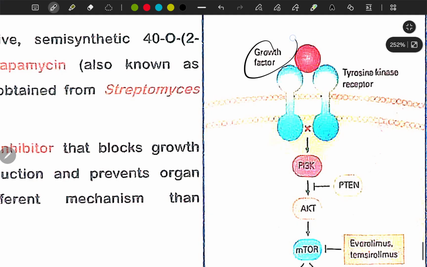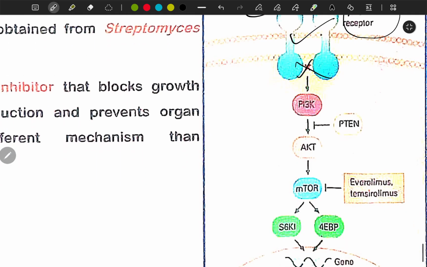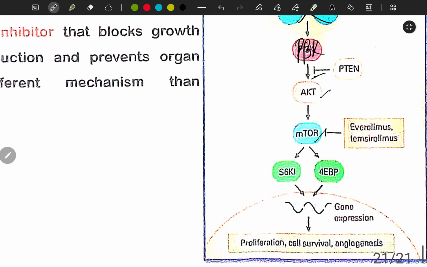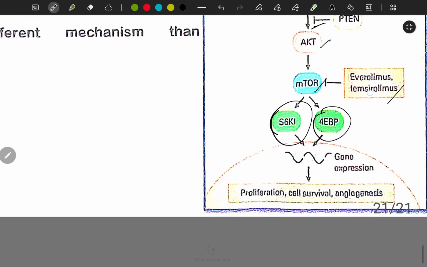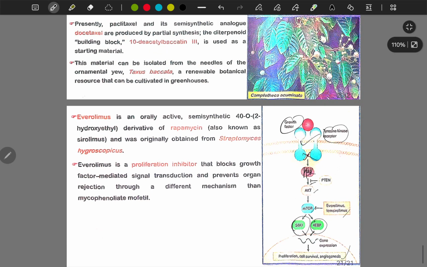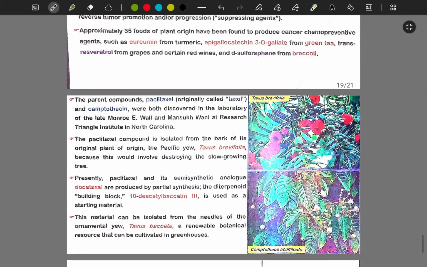So growth factors are there. Tyrosine kinase receptor, this is the tyrosine kinase receptor. So PI3K, PTEN is inhibiting this, AKT is here and mTOR is here. This is inhibiting gene expression, proliferation, cell survival and angiogenesis. Weird, it is so weird.